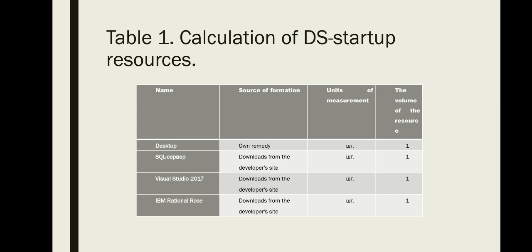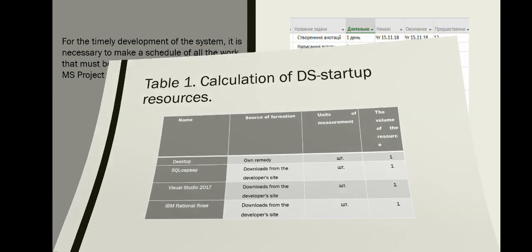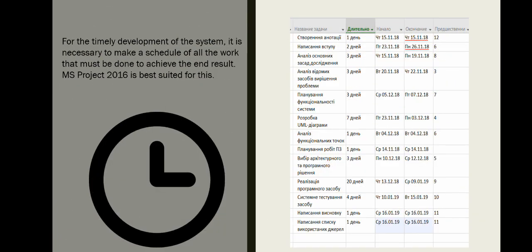Table 1. Calculation of DS startup resources. The startup will use its own resources. All the necessary environments for developing this system are available for free. They can be downloaded from the developer's site. For the timely development of the system, it is necessary to make a schedule of all the work that must be done to achieve the end result. MS Project 2016 is best suited for this.